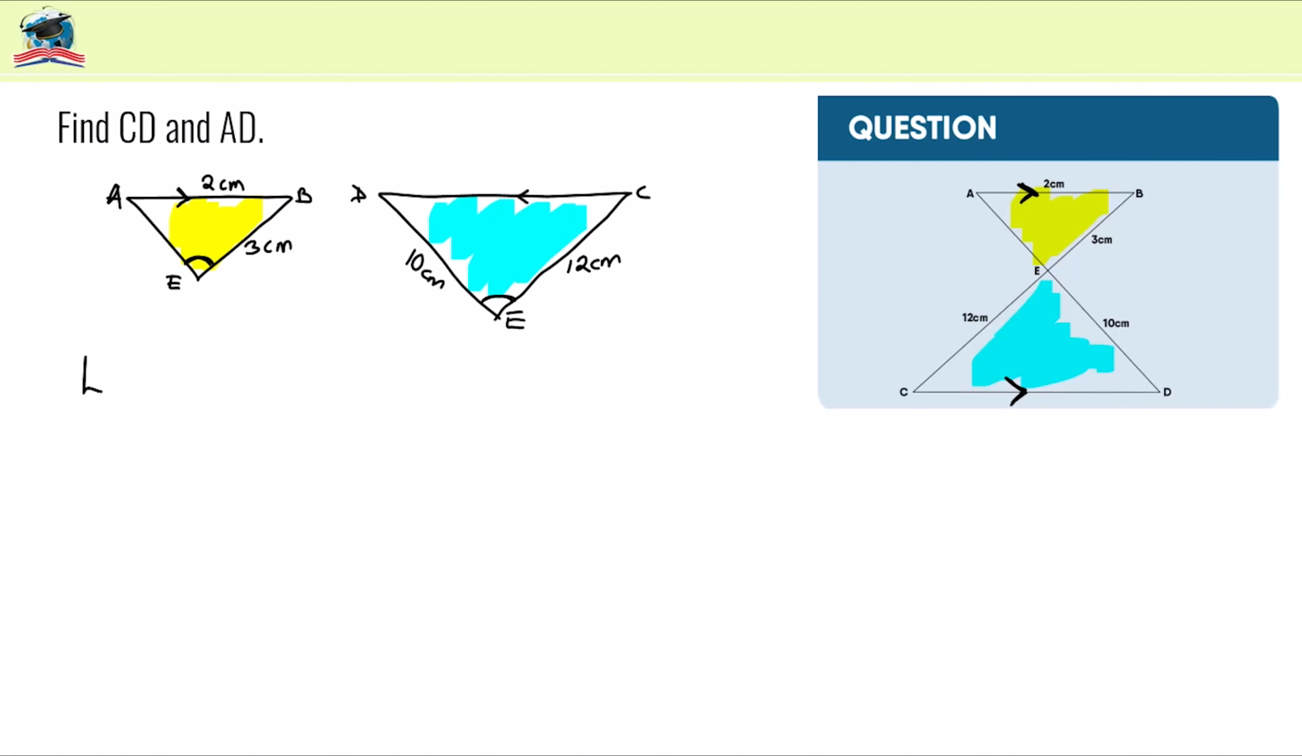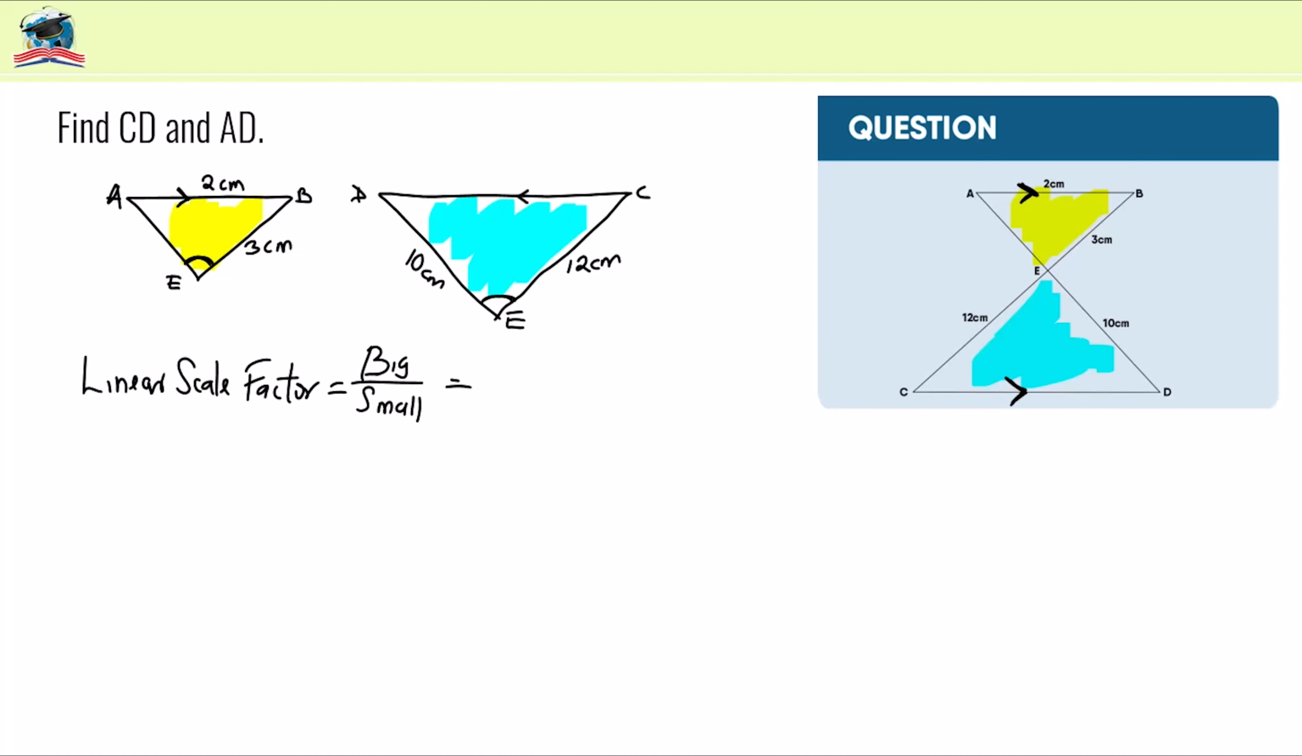So linear scale factor is equal to big over small.